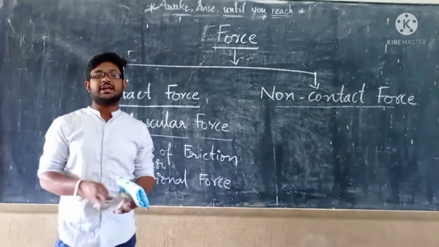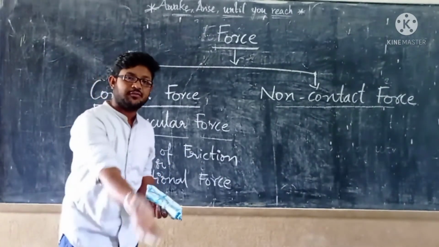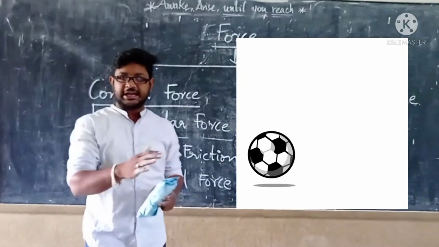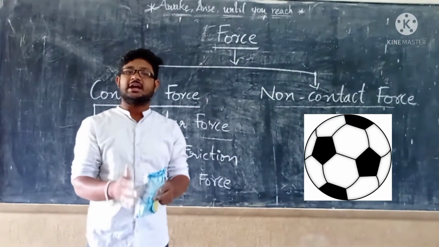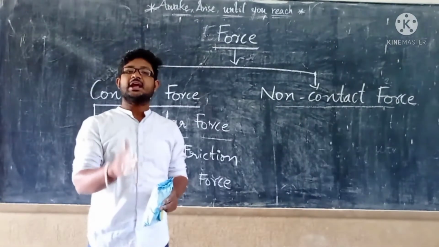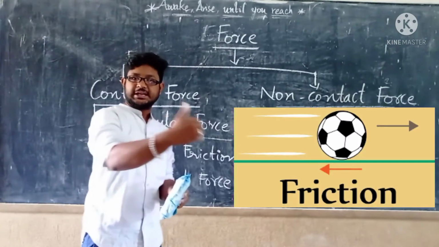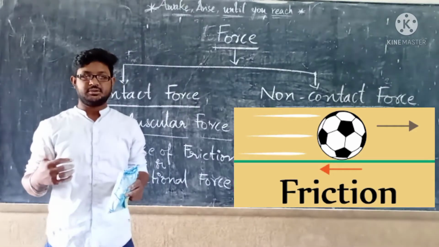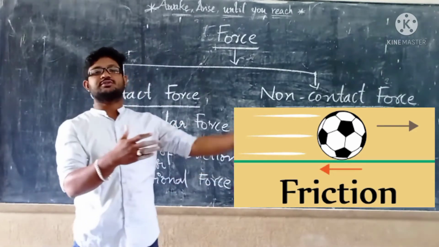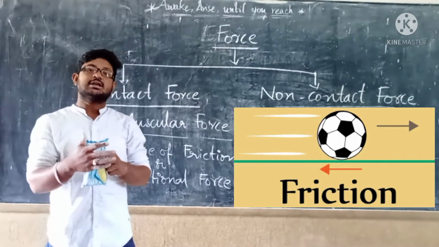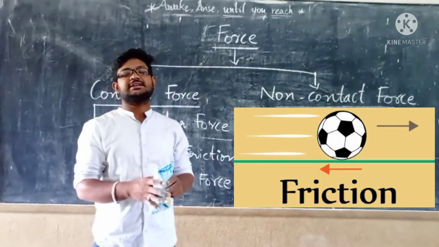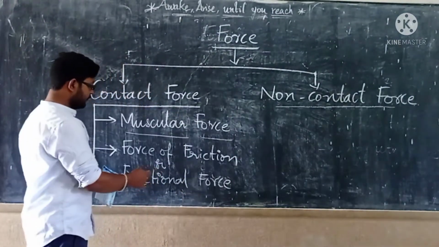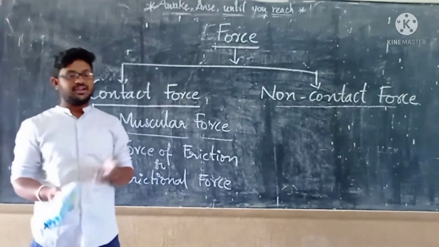In this picture, you can see if we are rolling a ball, after some time it rolls and then it stops. That means there is a force acting opposite to the direction in which the ball is moving. That force is called a contact force, and its name is frictional force, or force of friction.